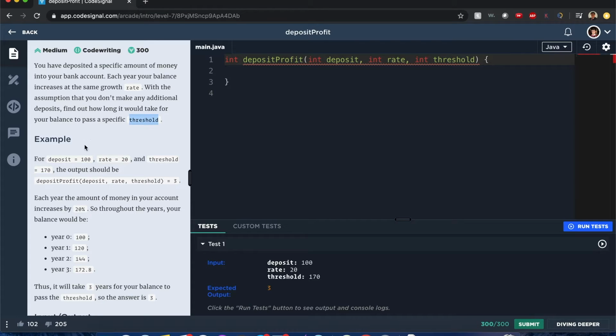Let's look at this example. You deposit 100 and the rate it grows is 20. In this case, it means 20%, and the threshold is 170. You can see right here that it starts initially as 100, but once it reaches past that threshold, you output how many years it takes to reach that point.